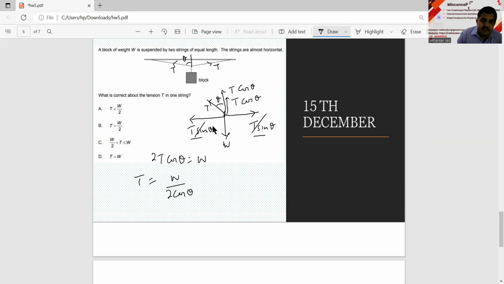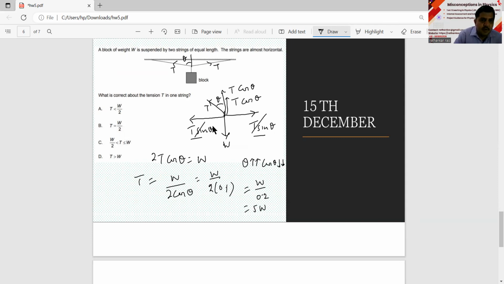As the value of theta increases, what happens to cos theta? It decreases, right? When theta approaches 90 degrees, the value of cos theta will decrease. So, let us say, for example, for this angle of theta, let me assume that the value of cos theta is equal to some 0.1. Then T is W divided by 2 into 0.1, which should be equal to W by 0.2, which is nearly 5 times W.